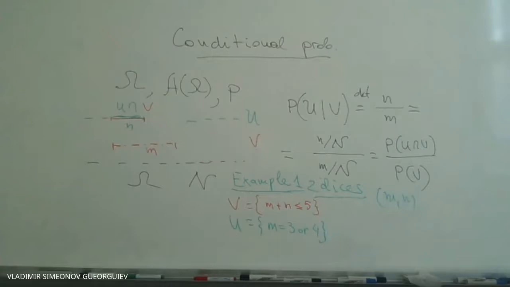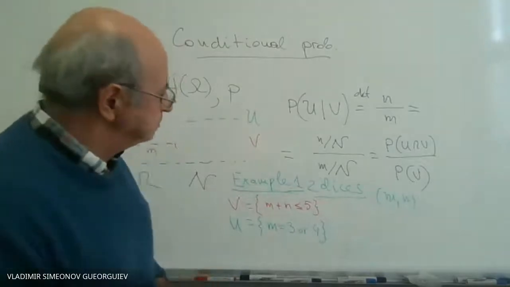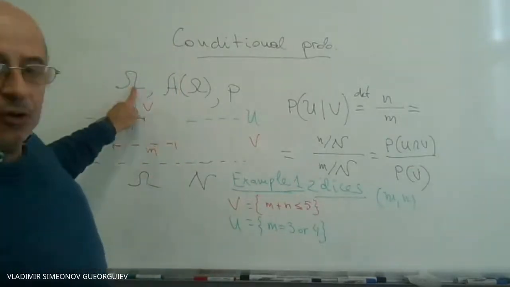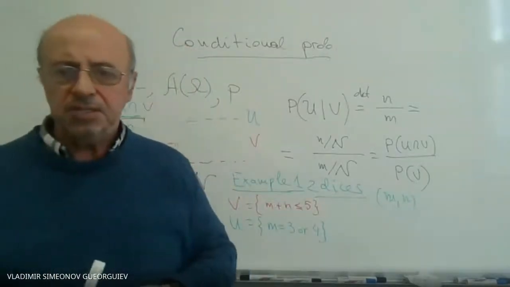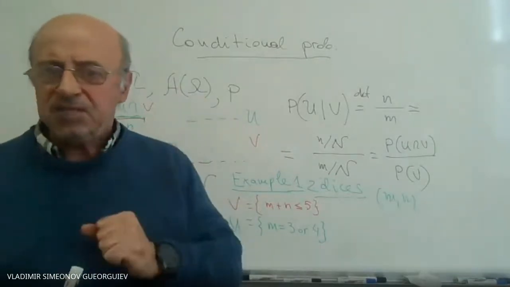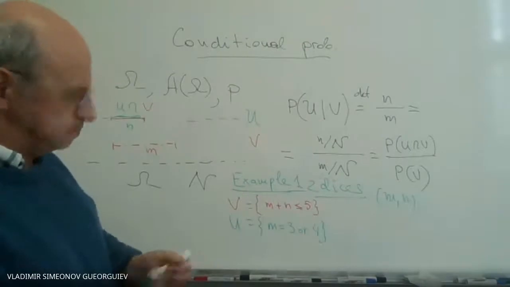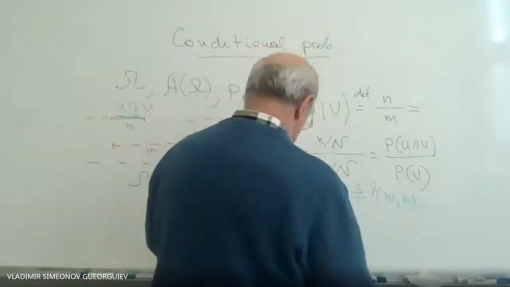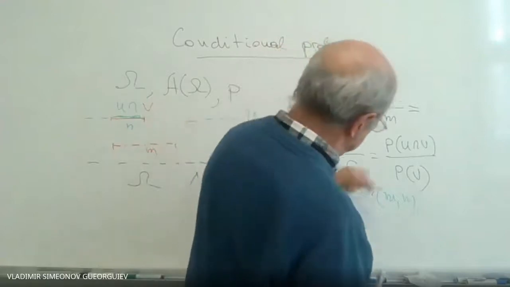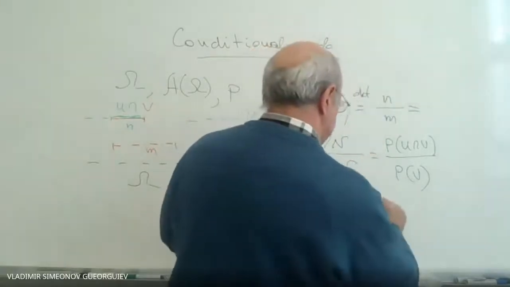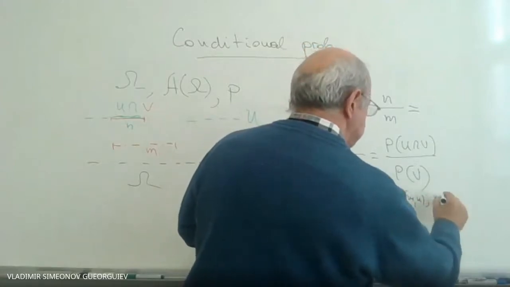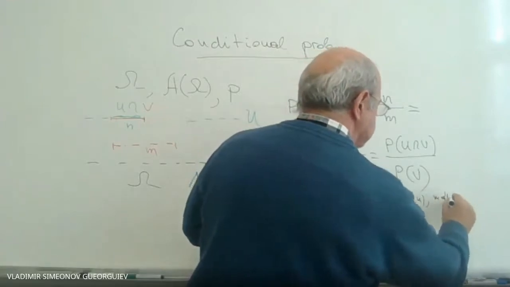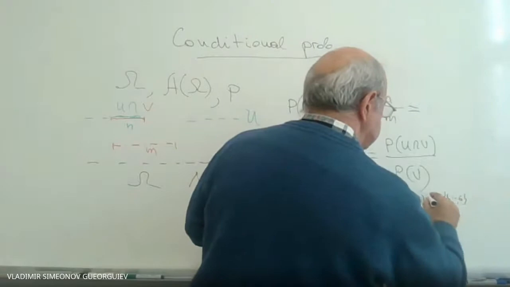Let's try to see what is our, first of all, what is our omega. Omega is the whole space of all results when you take 2 dice, two draws. Last time we computed omega. This is the set of all mn such that m belongs to the set from 1 to 6, and the same is for n.